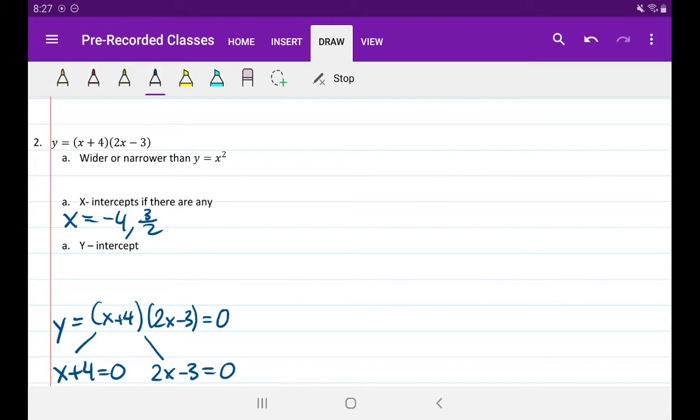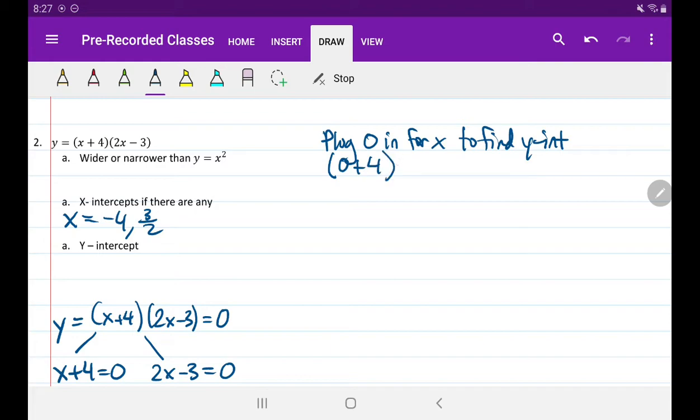I can still work with this to find my y-intercept. To do that, you're just going to plug 0 in for x. So I would get 0 plus 4 times 2 times 0 minus 3. So then I have 4 times, 2 times 0 is 0, minus 3. So 4 times negative 3 is negative 12. So that's my y-intercept. So y is negative 12.